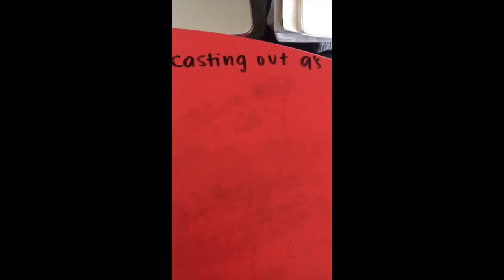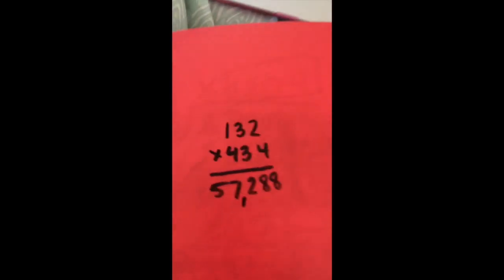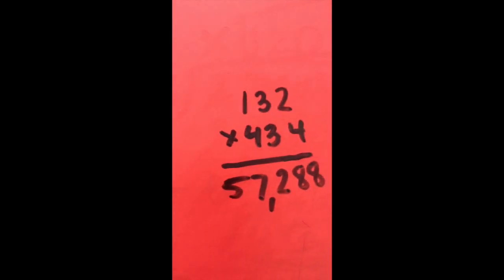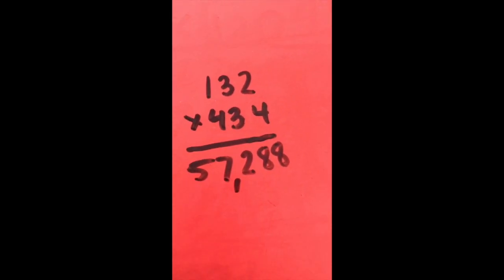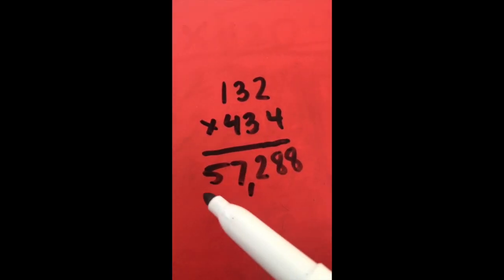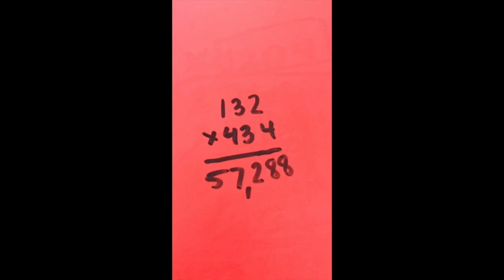Today we are going to be working on casting out 9's, and why you can just cross out the number 9 when trying to check your answer. I'll explain more of what that means when we get to an actual problem. So today we multiplied, I already did the math, 132 times 434, and the answer I got was 57,288. Now we're going to check if that's right.